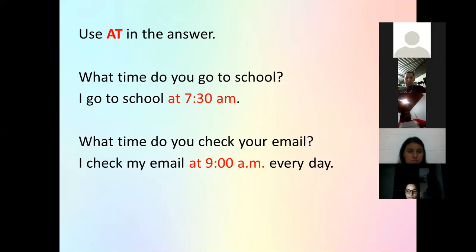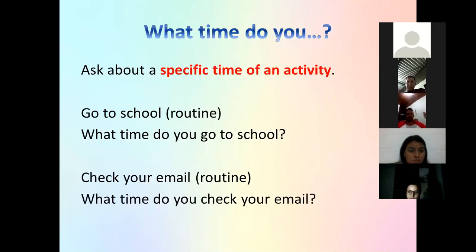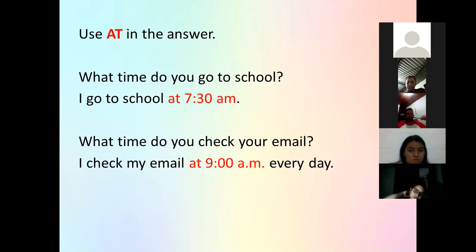Okay, so we're asking about activities in a specific time, and we are going to use at. Look, at 7:30, at 9 a.m. In this case, you are telling me the specific time for an activity. And in the other case, you are telling me the time right now. What time is it? What time is it in this moment? Oh, teacher, it's 9:12. It's 9:12 right now. But in the other one is, what time do you? What time do you, for example, what time do you go to work, Oscar? What time do you go to work, Oscar?